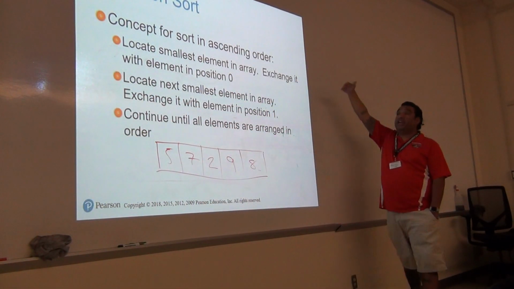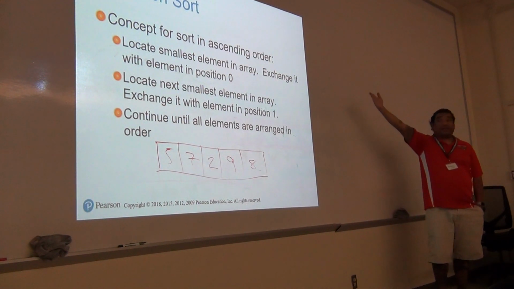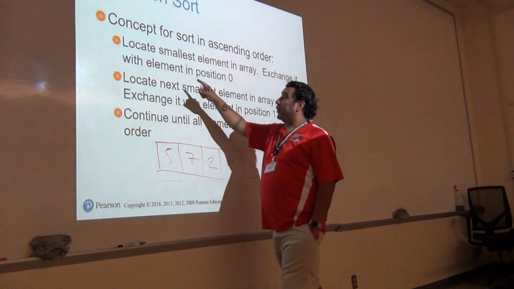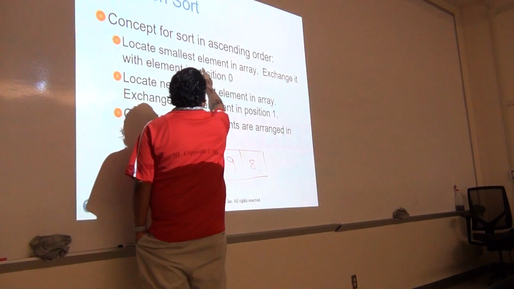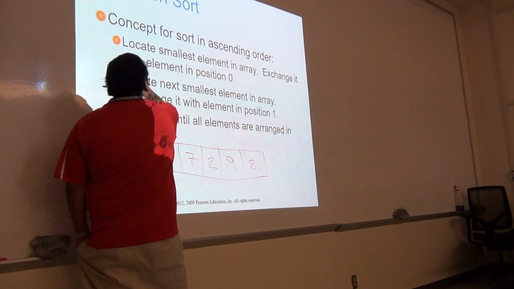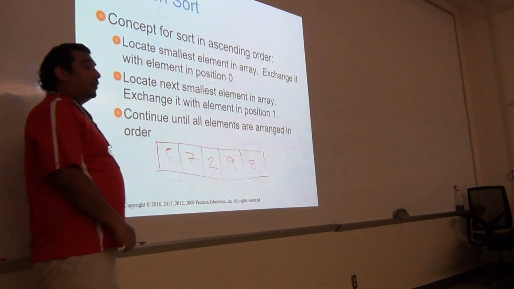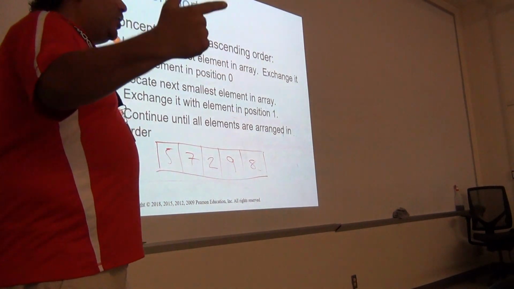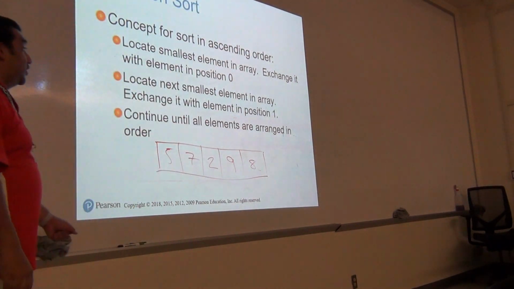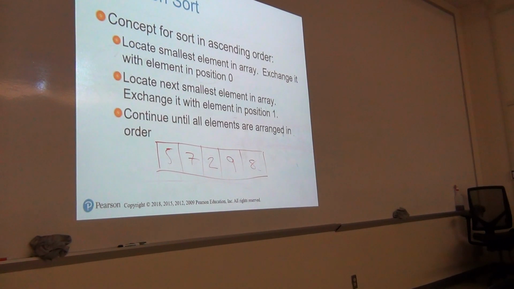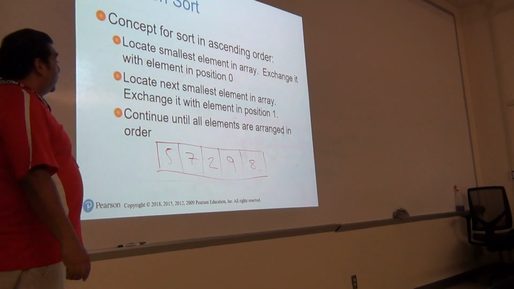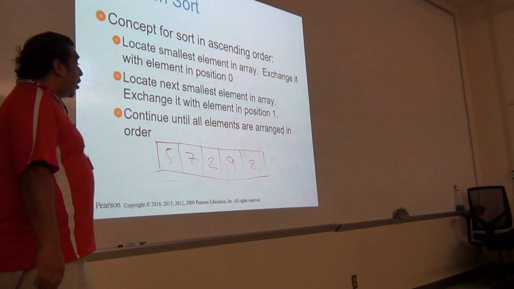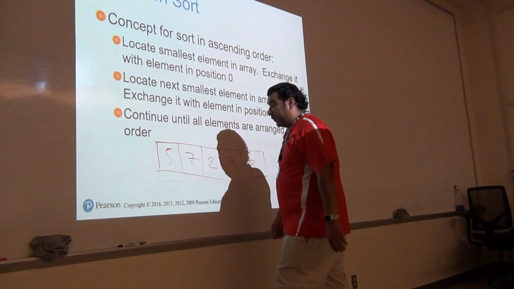So a selection sort, again, we want to sort something in ascending order, smallest to largest. The first thing we're going to do is locate the smallest element in our array, then exchange it with the element at the 0th position. If we find the smallest element in our container, then we know it ought to be in the 0th position. Then we locate the next smallest element, exchange it with the element in position 1, and we continue until all elements are arranged. So let's give this a whirl.